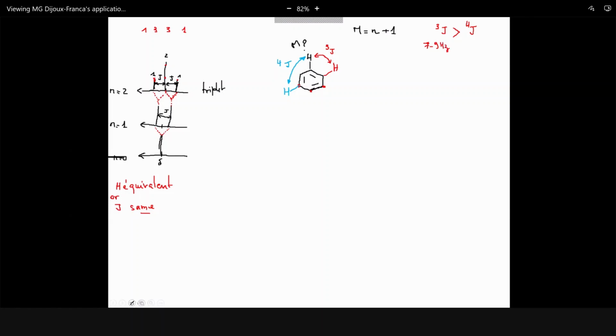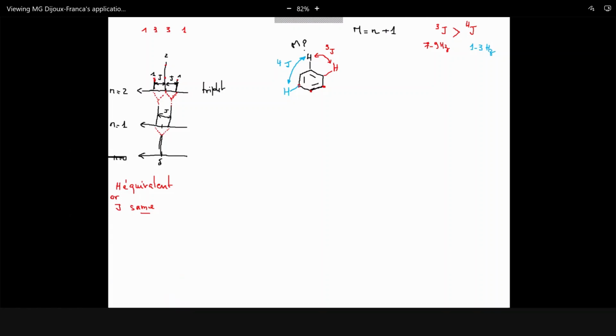And for the J4 in an aromatic ring, it is between 1 to 3 hertz. It's usually 2 hertz. Okay? So what will be the shape now, the multiplicity, of the black proton?